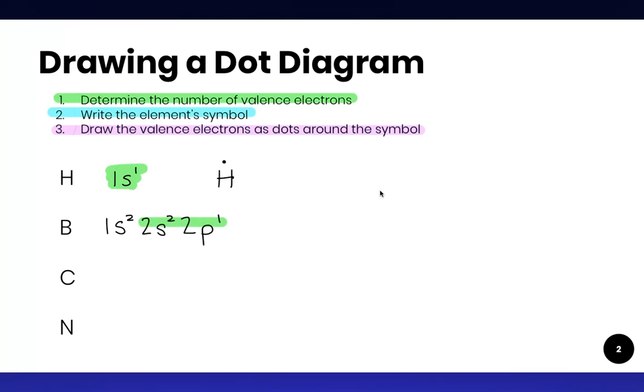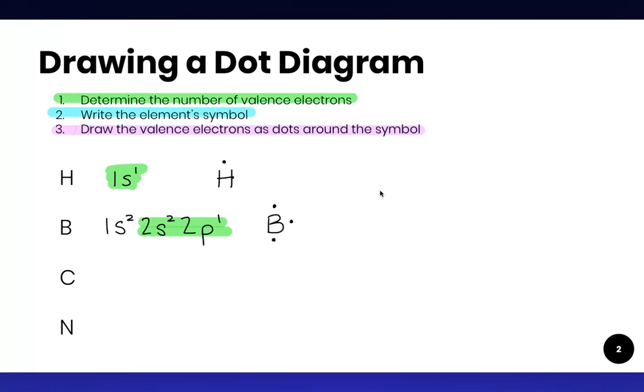Boron has 3 valence electrons. I will write the element symbol. And then in the same way you space out electrons when filling in the electrons into the boxes, you're going to space them out around the symbol. So they don't double up unless they have to.